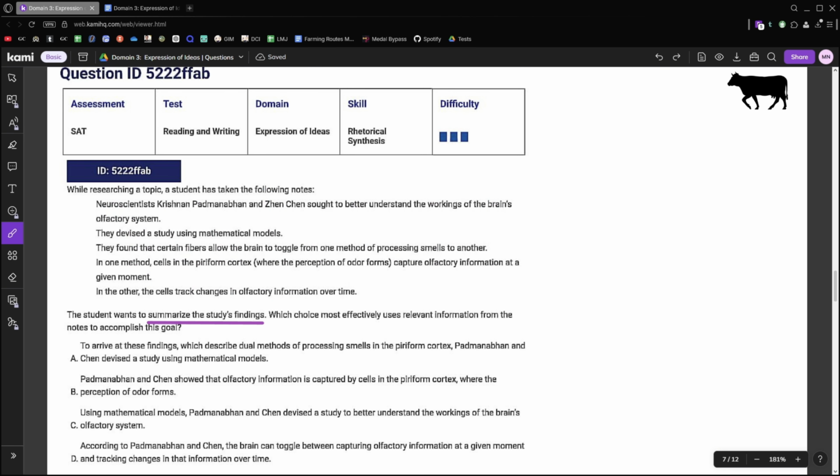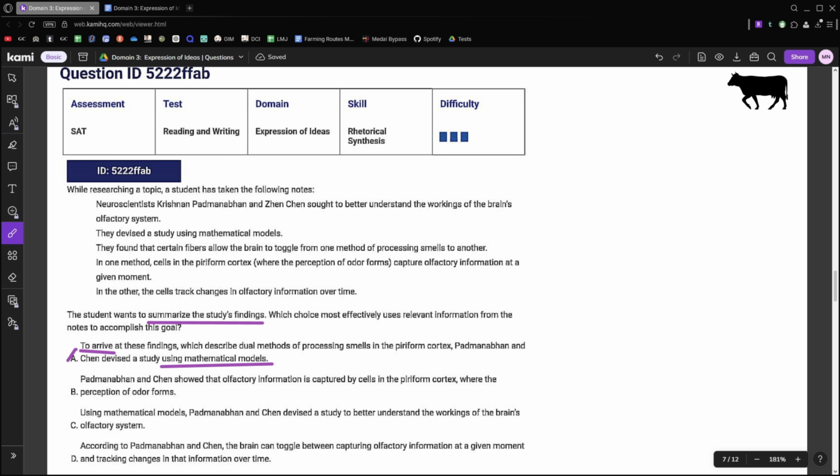Let's start off with A. To arrive at these findings, which describe dual methods of processing smells in the piriform cortex, these two people devised a study using mathematical models. This answer is gonna be wrong. The task is to summarize the findings of the study. But in answer choice A, they talk about how they got to the findings. They talked about what they used to get those findings, not about what they actually found. That's why A would be wrong.